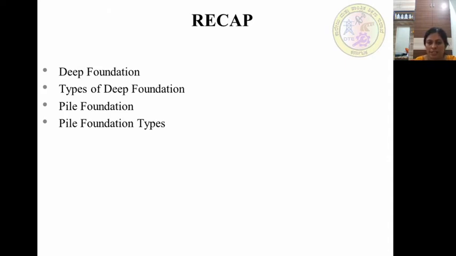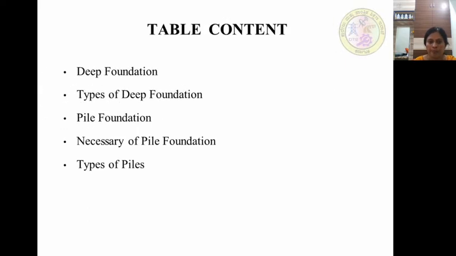A foundation is a structure used to transmit the load from the superstructure to the substructure. These foundations are provided based on soil conditions, and they are classified into two types: deep foundations and shallow foundations. If the bearing capacity of soil is good, we can adopt shallow foundations.